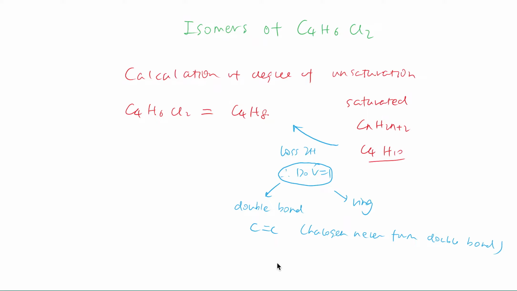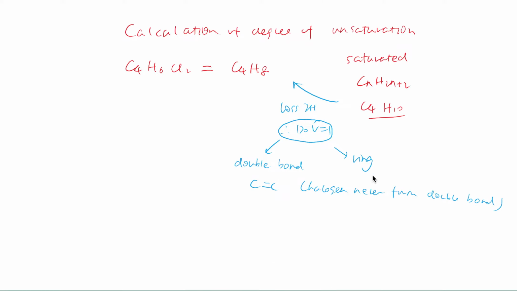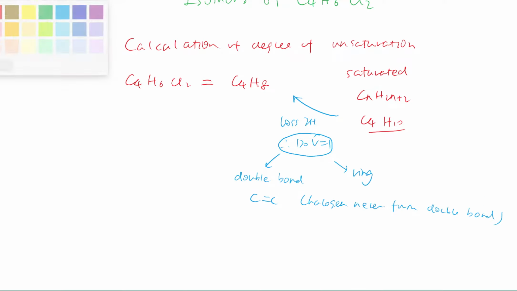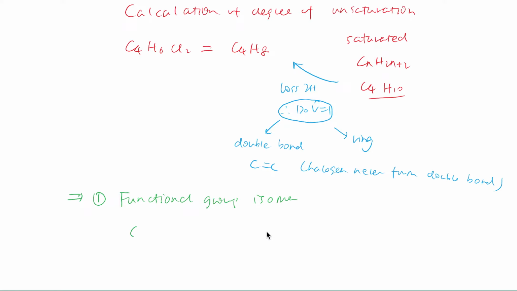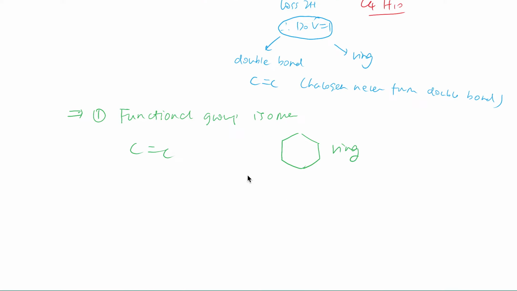So we start with 2 different types of functional group isomers, and then you're just going to start with chain branch isomers. So start with functional group isomers. We know the functional group isomer could be a double bond or could be a ring. And then we're just going to consider all the chain and branch isomers first.